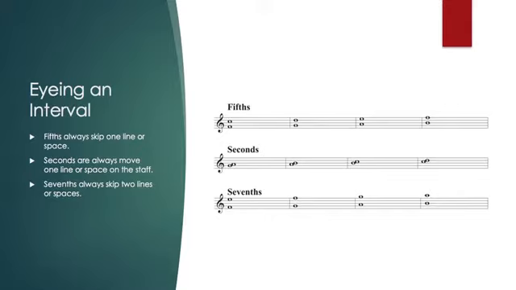So that's one way to quickly identify intervals when they're written on the staff, at least generically. It doesn't tell you the quality of the interval, but at least you'll know the numerical distance, or what we can call the generic interval.